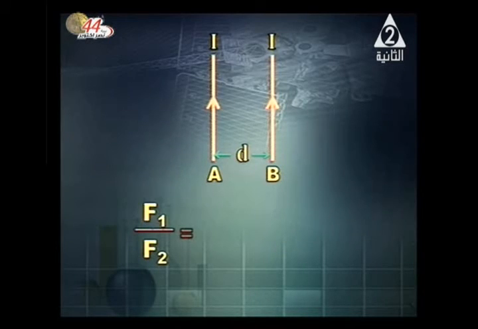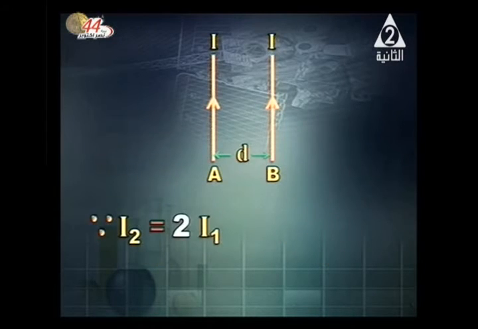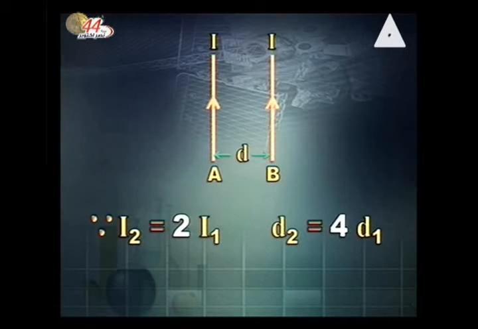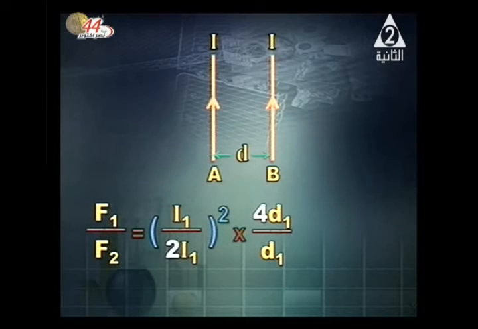So we'll modify this expression. We can say F1 over F2 is equal to I1 over I2 all squared, times D2 over D1. The current is doubled, so I2 equals 2I1. The distance is made 4 times greater, so D2 equals 4D1. So F1 over F2 equals I1 over I2 all squared, with I2 equals 2I1, times D2 over D1, with D2 equals 4D1, and it will be 4 over 4, which is 1.